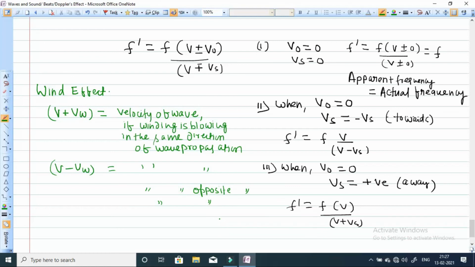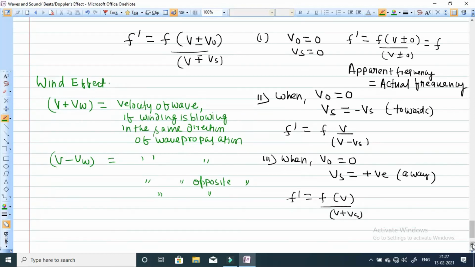Now let us take one numerical to understand the concept of this Doppler's effect.